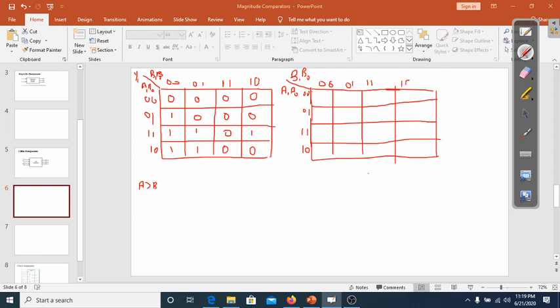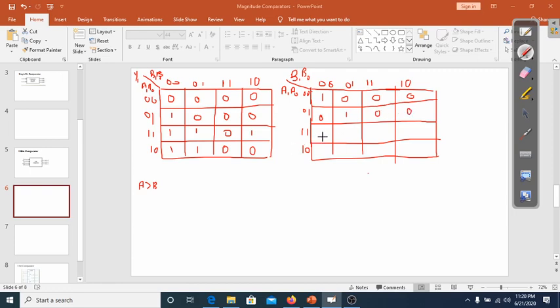So in this column, A is equal to B. A is 0 0 and B is 0 0, so I will plug in 1 here. Here B is greater than A, so I will plug in 0. Here B is greater, I will plug in 0. Here B is greater, I will plug in 0. In this case, 0 1 and 0 0, I will plug in 0. 0 1 and 0 1 are equal, so I will plug in 1. The remaining are 0.